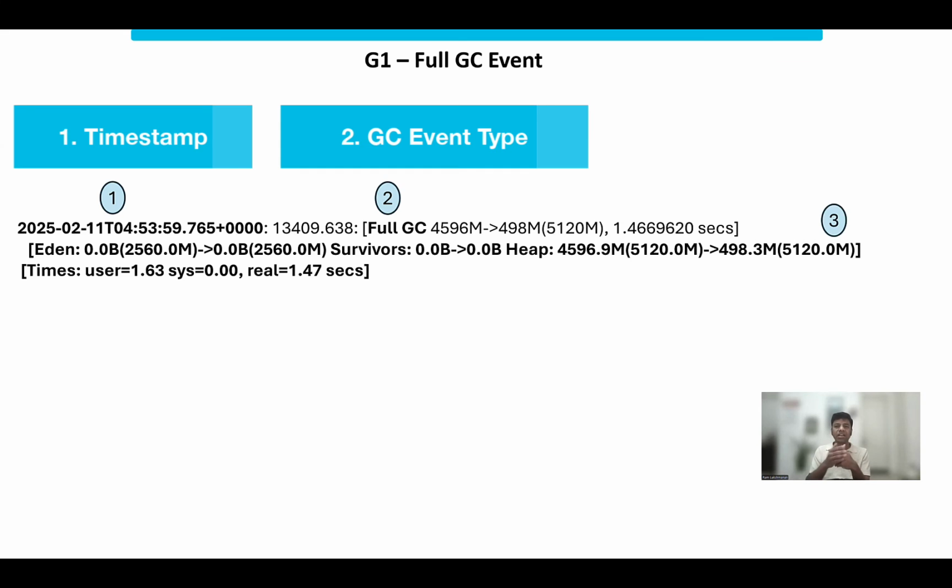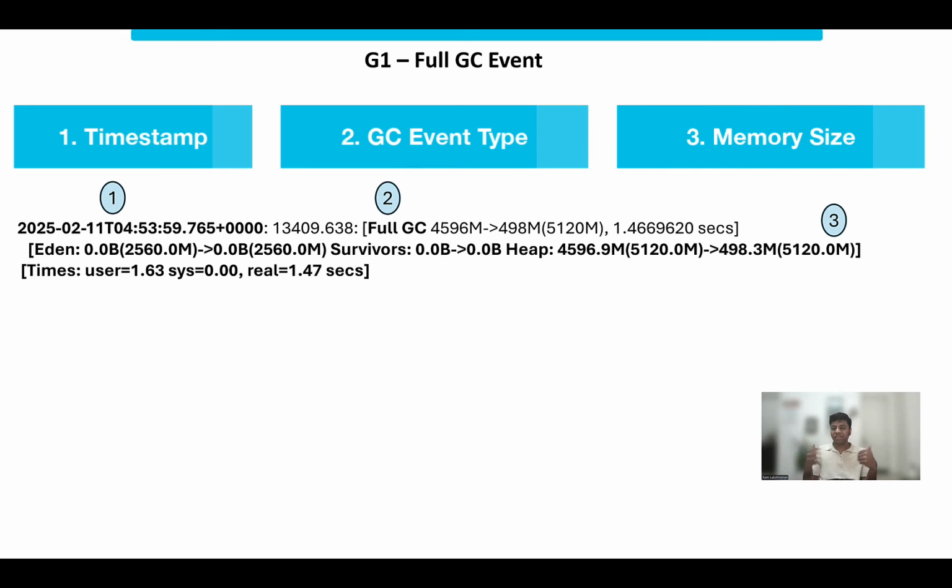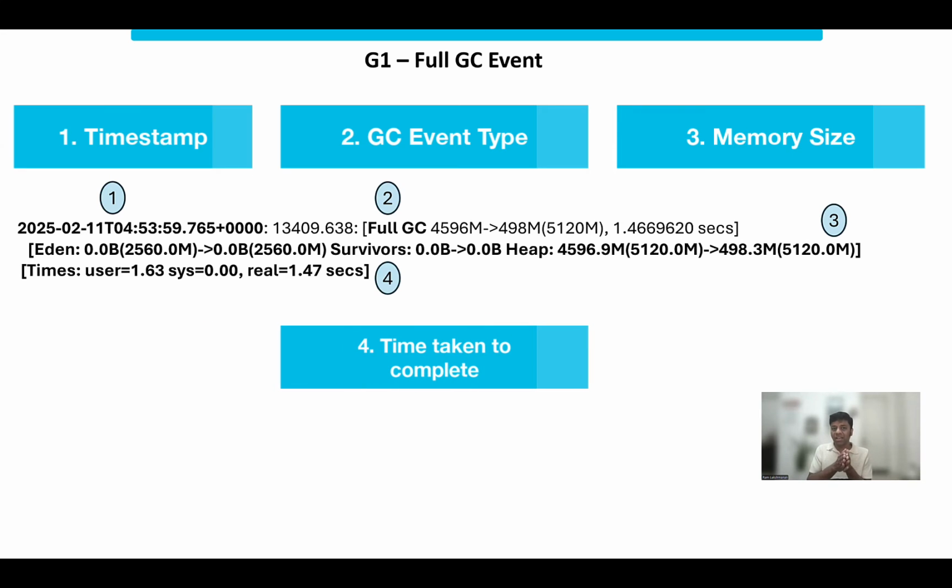Next it reports the heap region sizes, like we discussed earlier. And this is a full GC event. It's taking a little bit longer time to complete because it's running on all the regions. You can see it's taking 1.47 seconds to complete. Friends, what we discussed so far is only 2 events. Our garbage collection log contains thousands of events.